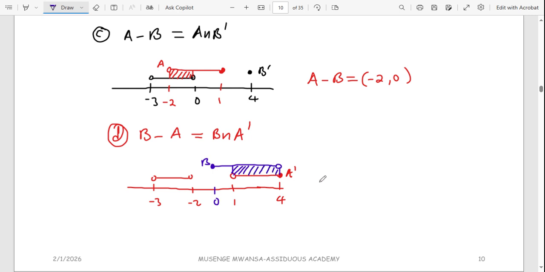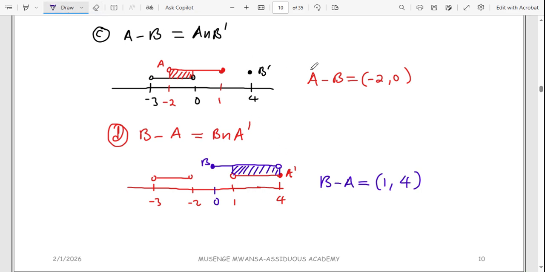Okay. So therefore B minus A is just from 1 to 4. But 1 is not included, and 4 is not included either, because 1 is not part of A complement and 4 is also not part of B. So both of them can't be part of the intersection, because intersection means they're appearing in all the sets.